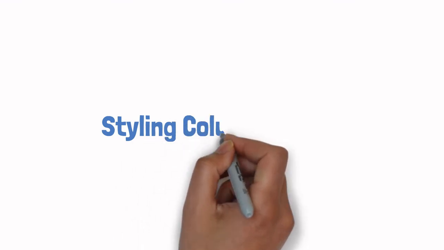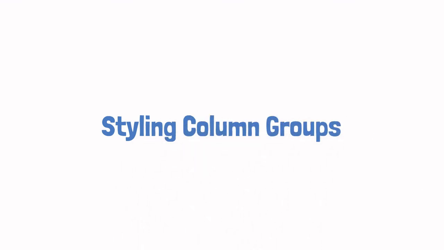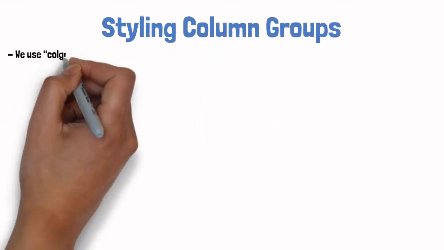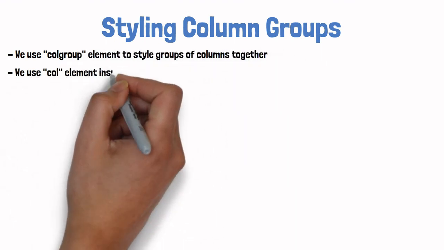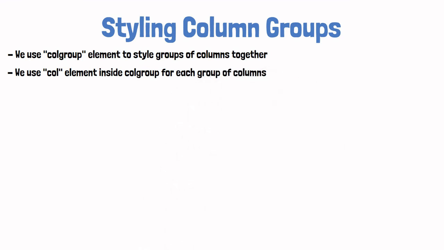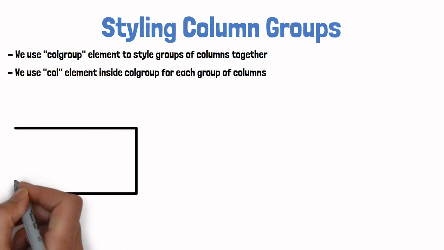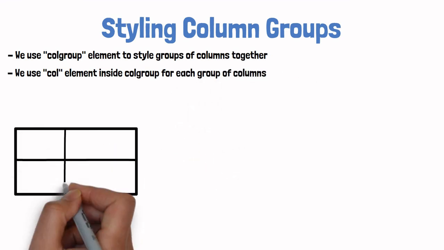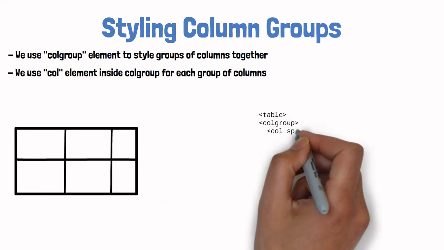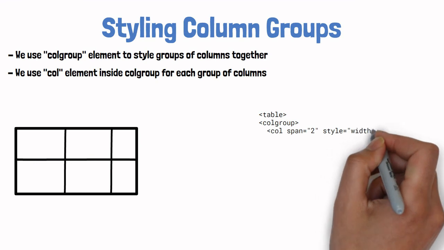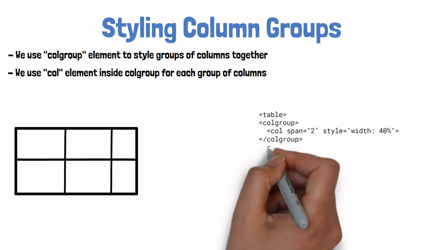Sometimes it is more comfortable to style multiple columns together. We can do this with colgroup. For example, here we have a table with 3 columns, where the first 2 are wider than the third. We can do this by defining a group of the first 2 columns and setting the width. Here is how the code would look like.